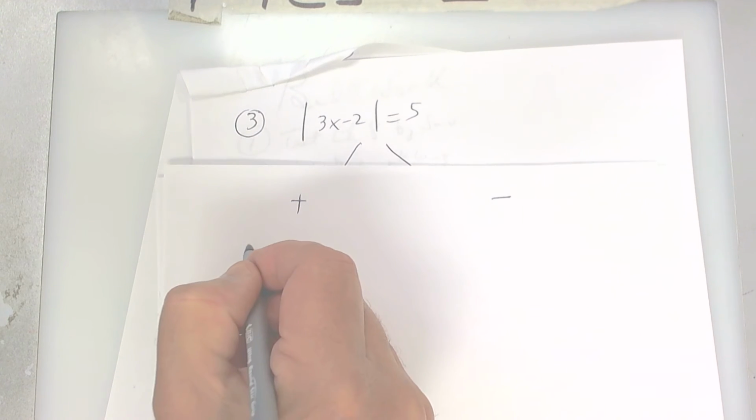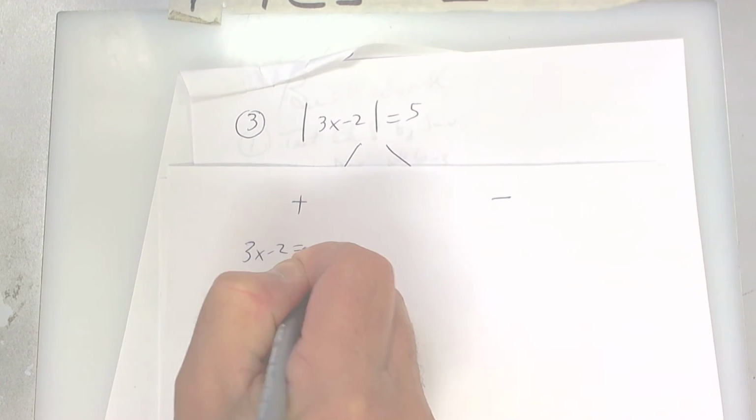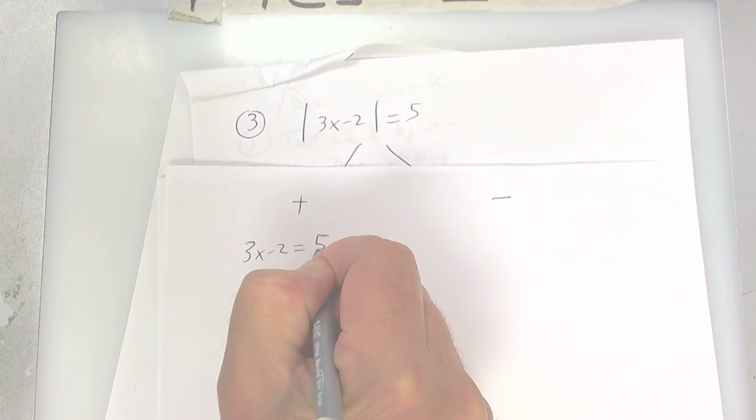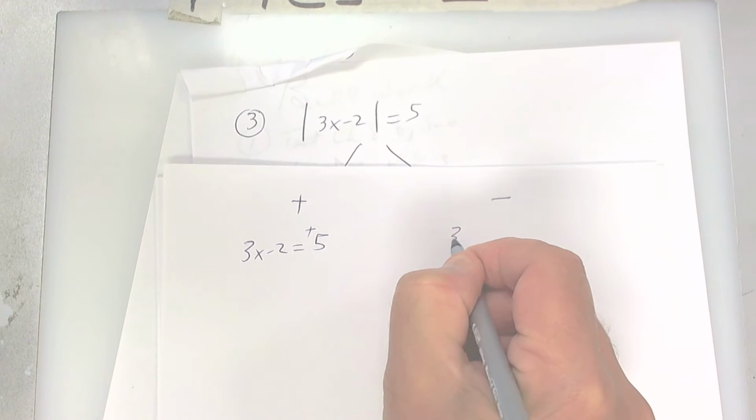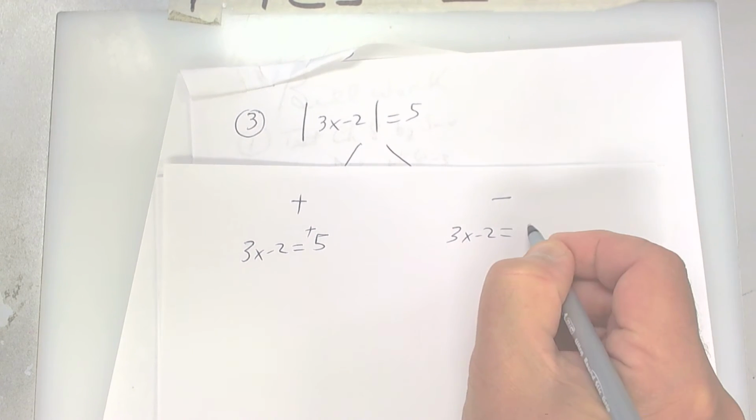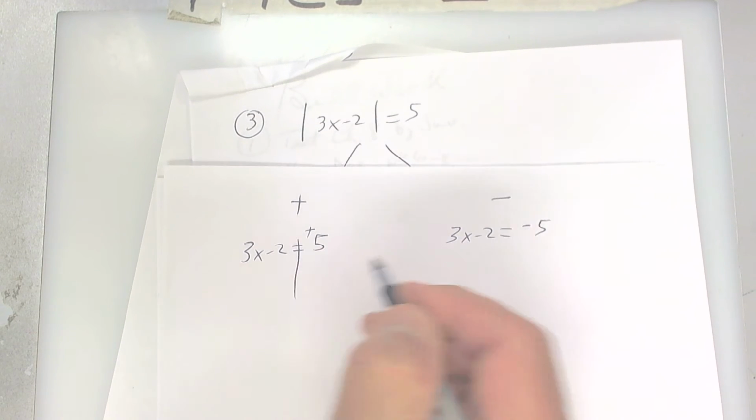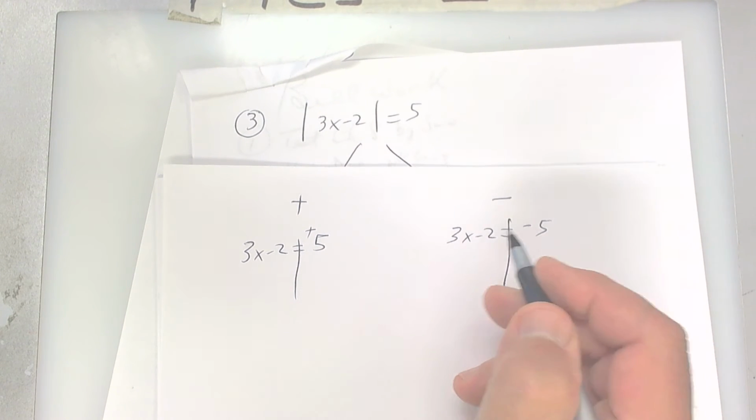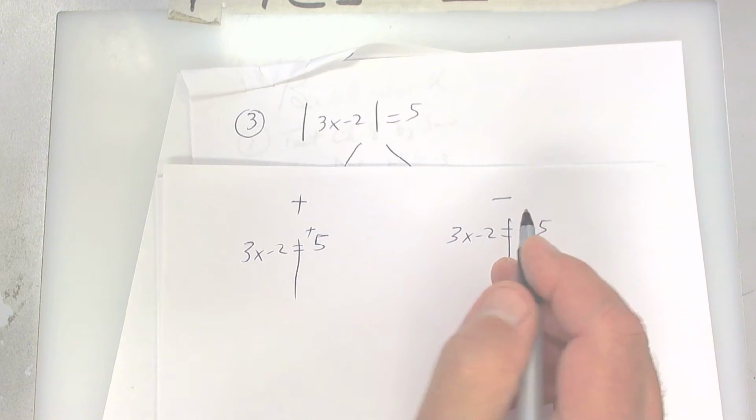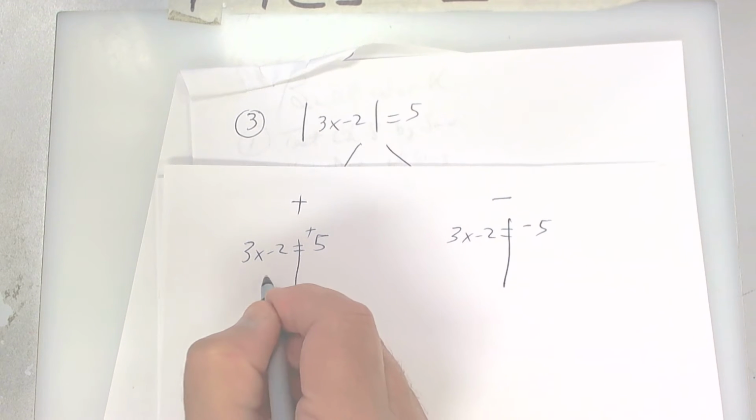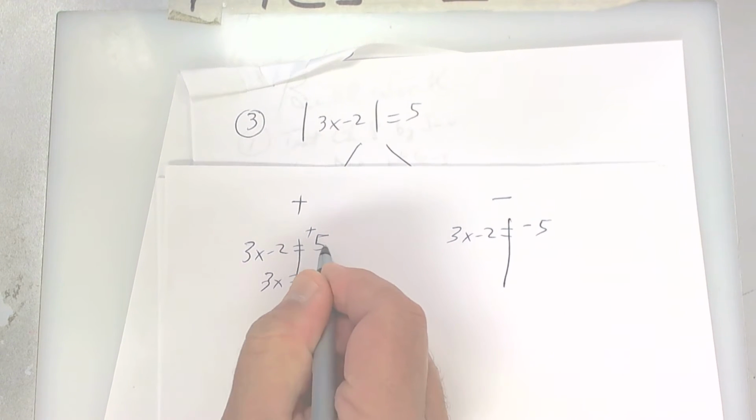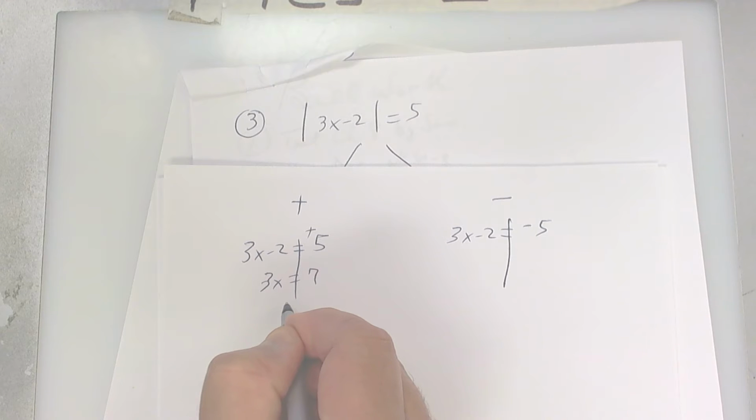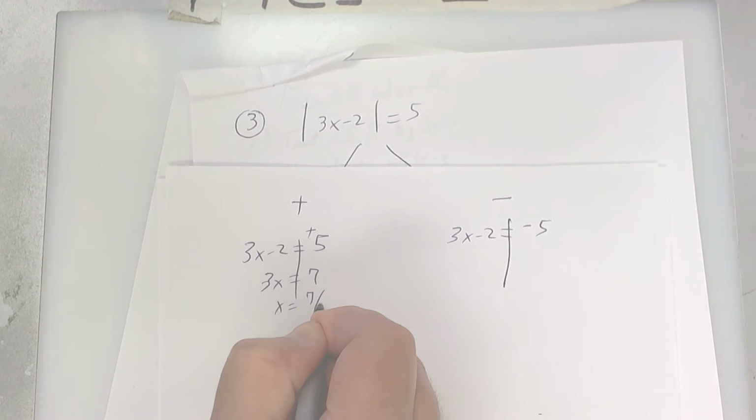All right, so anyway, you're going to put 3x minus 2 is equal to a +5, and then you're going to put the same thing, but you're going to set it equal to a -5. You're going to work both of these out, and both of them will be your answers. So on this one, you want to add 2. So 5 plus 2 is 7. You want to divide by 3, so you get 7/3.